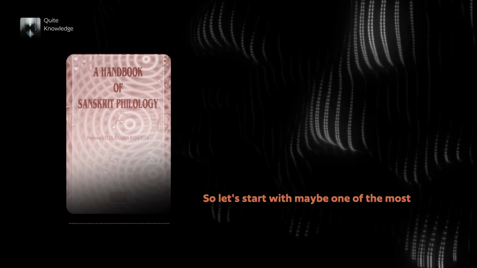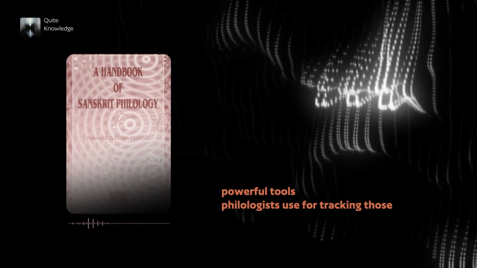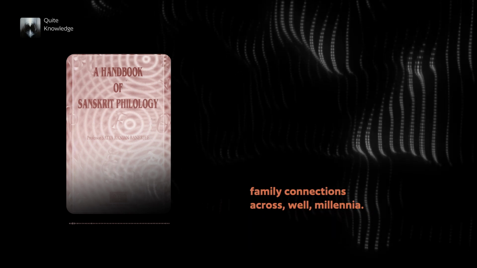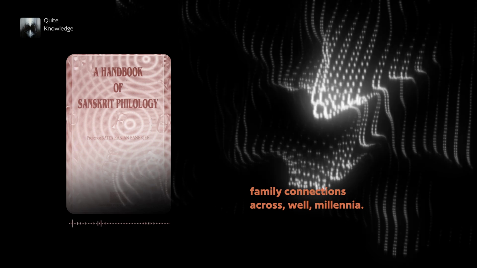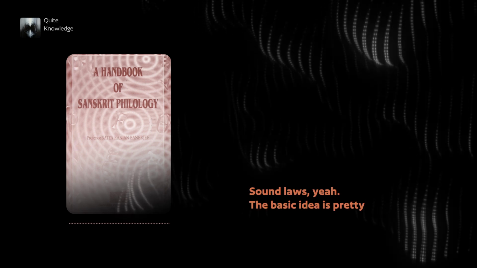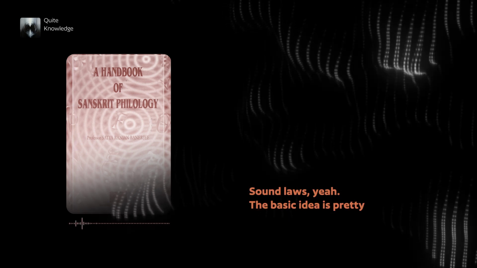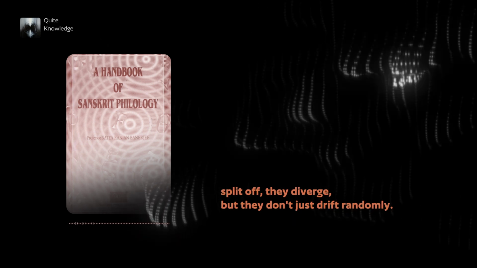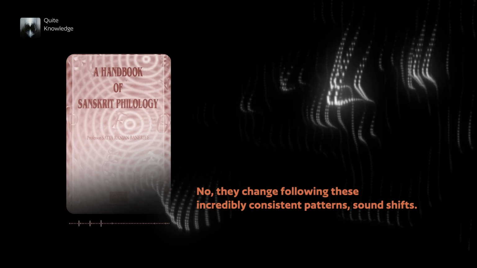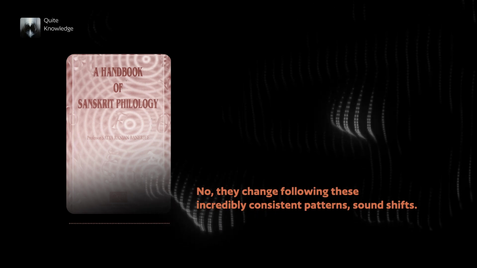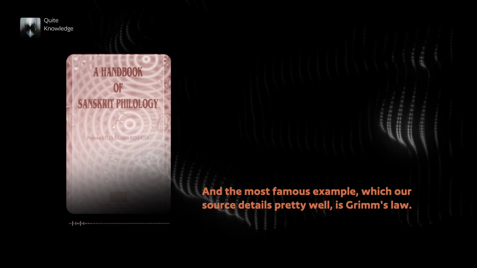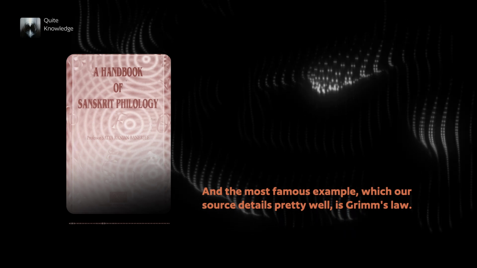So let's start with maybe one of the most powerful tools philologists use for tracking those family connections across millennia. Sound laws. Sound laws, yeah. The basic idea is pretty remarkable when you think about it. Languages split off, they diverge, but they don't just drift randomly. No, they change following these incredibly consistent patterns, sound shifts. And the most famous example, which our source details pretty well, is Grimm's law.